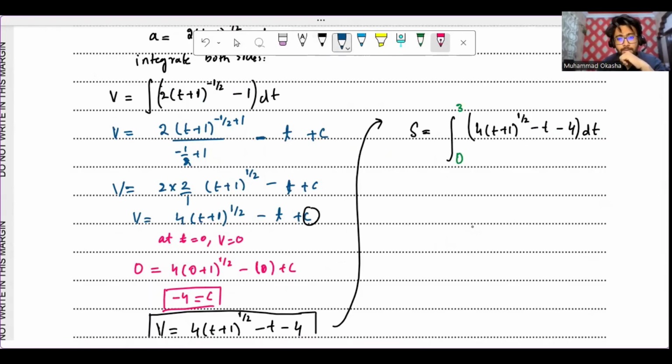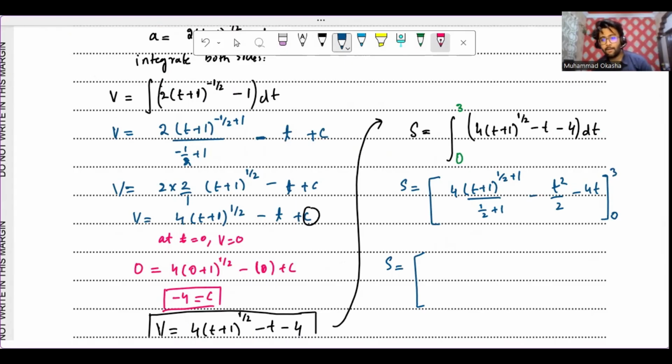And I think this is just a simple integral that you can solve. First of all, I'll work out the integration, which is going to be 4 times (t plus 1) to the power 1 over 2 plus 1, divided by 1 over 2 plus 1, minus t squared by 2, minus 4t, and I'm going to apply the limits. Let's simplify this a bit. So a half plus 1 would be 3 by 2. The reciprocal of 3 by 2 is 2 by 3.